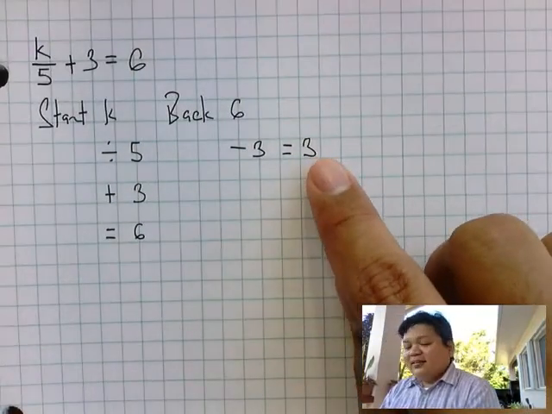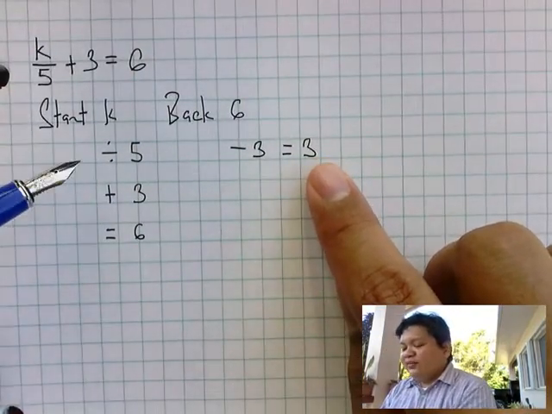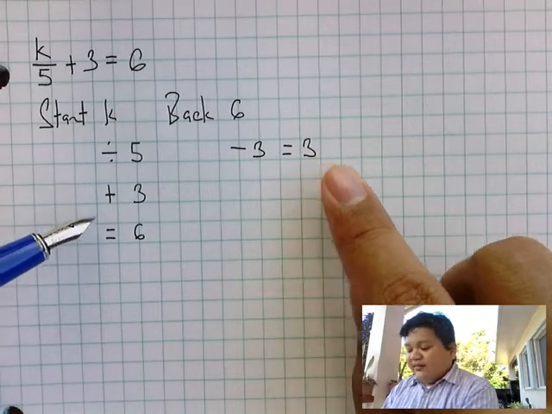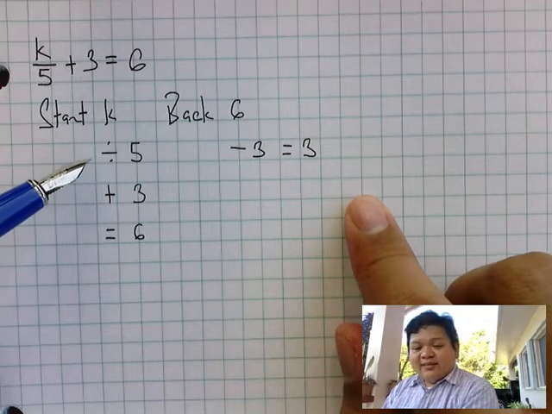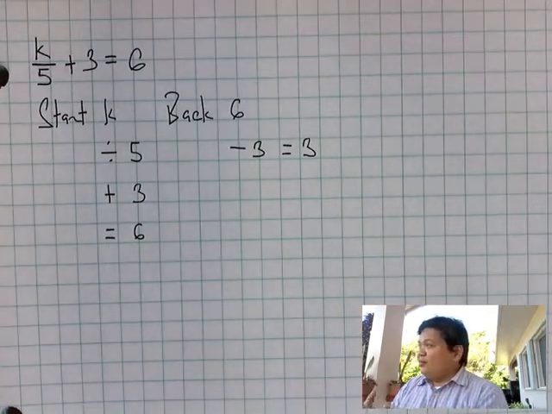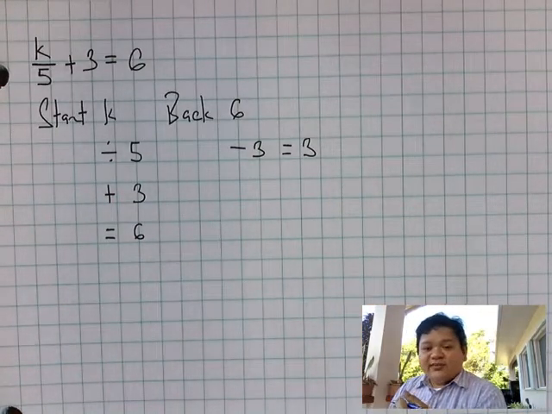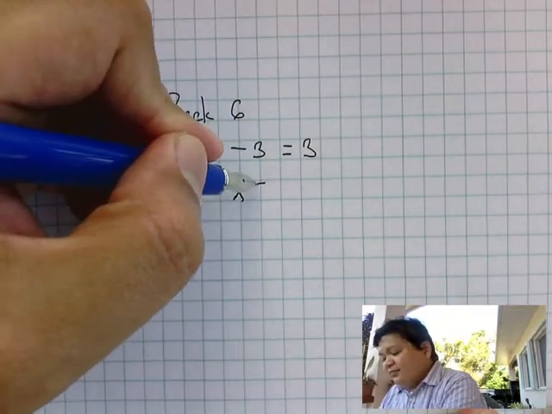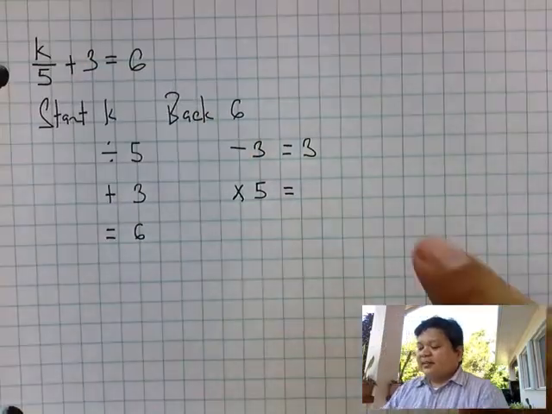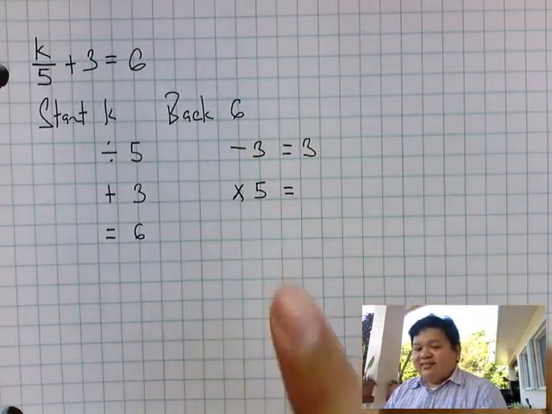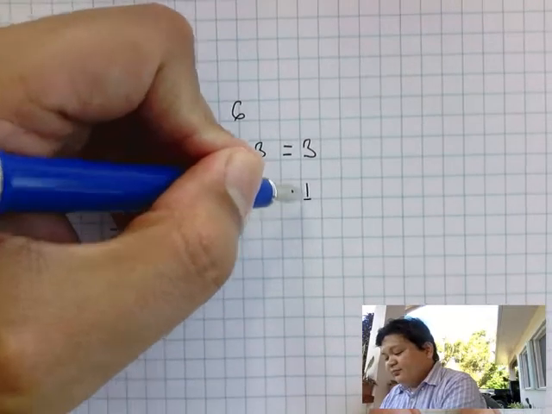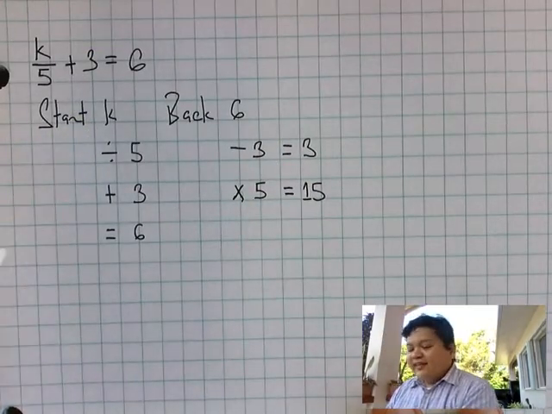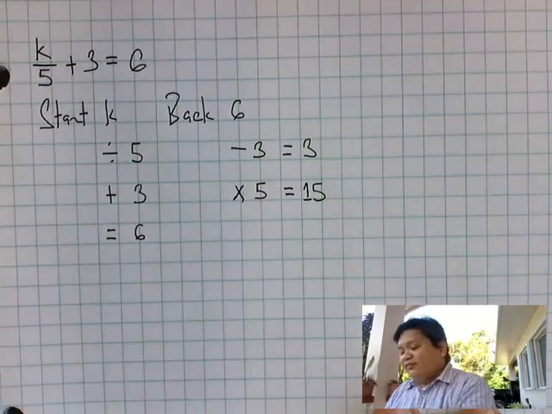So now this is the number that we're going to use in order to operate with the opposite of this operation. So the next one is dividing by 5. Instead of dividing by 5, though, we'll do the opposite of that, which is to multiply by 5. So that's the next operation, times 5. 3 times 5 is 15. Since after this we end up at k, we reason that k must be equal to 15.